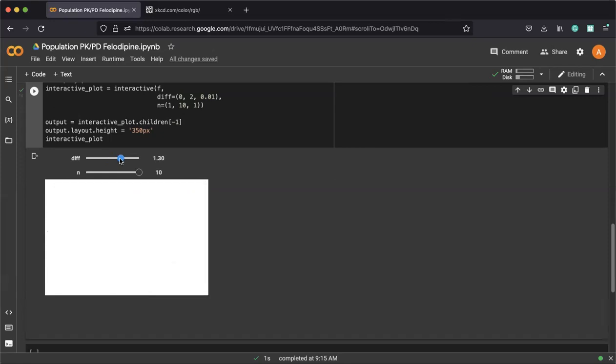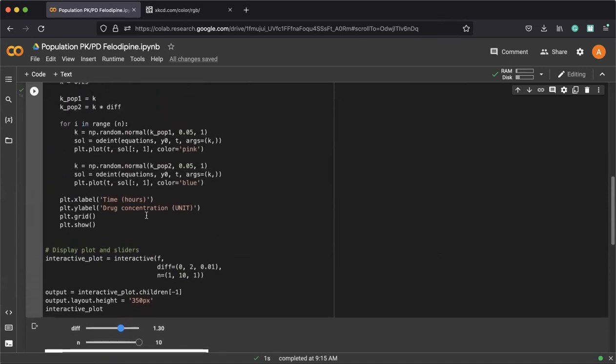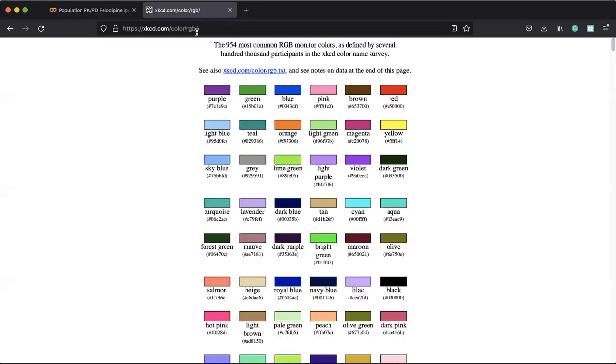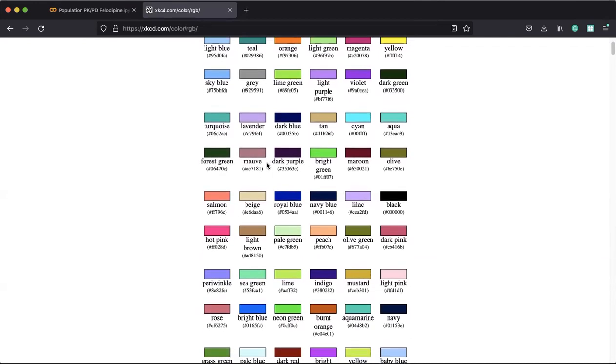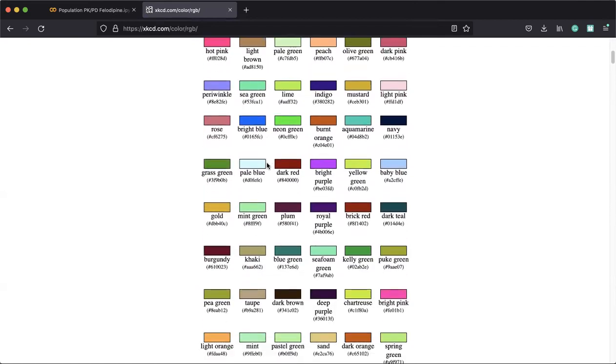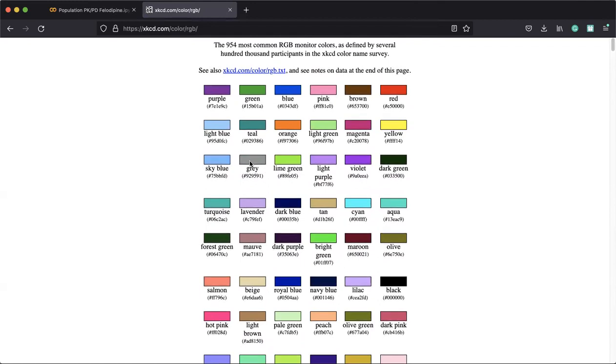Also, you absolutely do not, and probably should not, keep the colors that I have done. I just kept with pink and blue to be consistent with the lecture. But you can change your colors to so very many things. On this website, which is XKCD, you might have seen XKCD comics, /color/RGB, we have a list of the XKCD colors, which were done by a survey based on what people called these colors. And you can use any of these colors in your model.